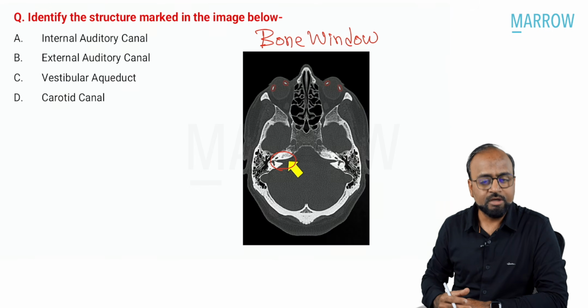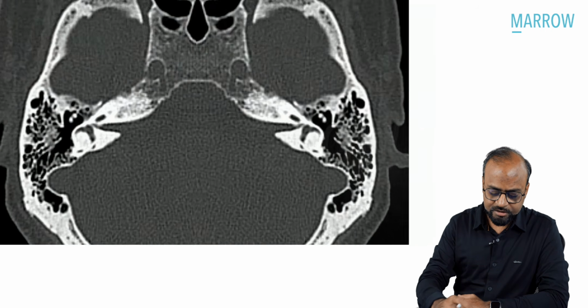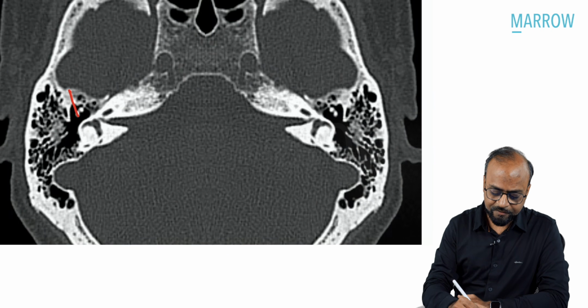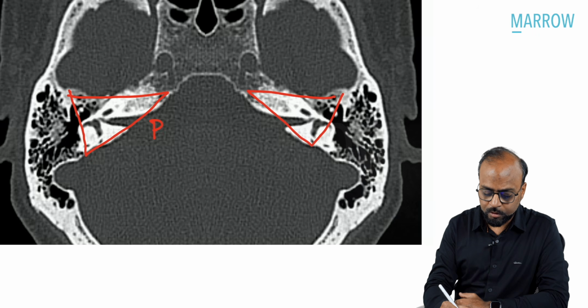Let us quickly look at a few anatomic points here. The region which we are looking at over here is this roughly triangular shaped bony structure that I want you to focus on bilaterally. This is the petrous temporal bone. So this is the petrous bone or the petrous temporal bone.